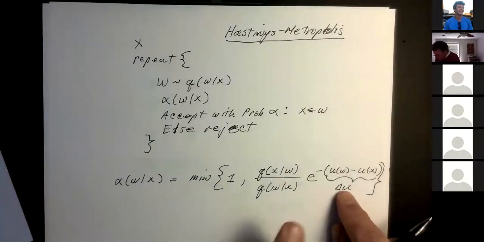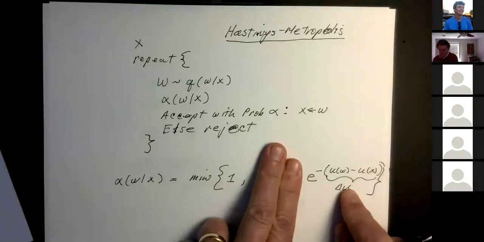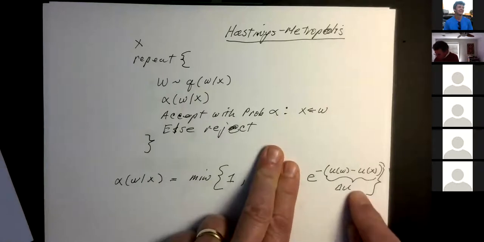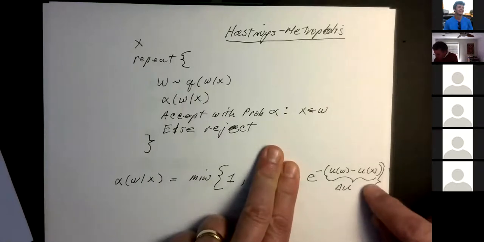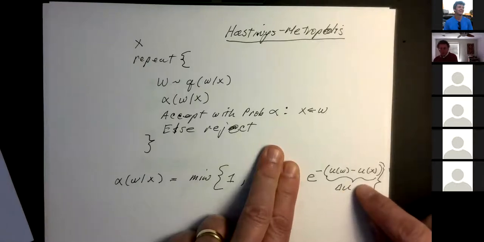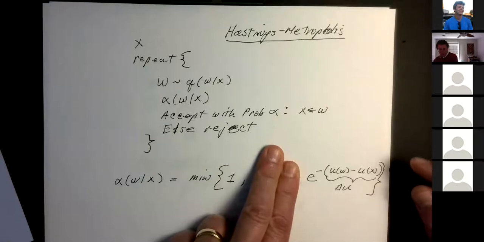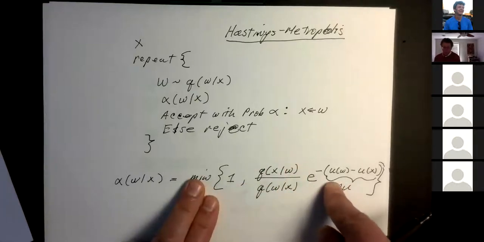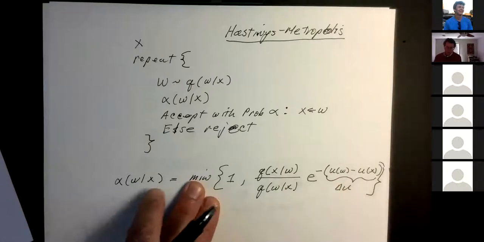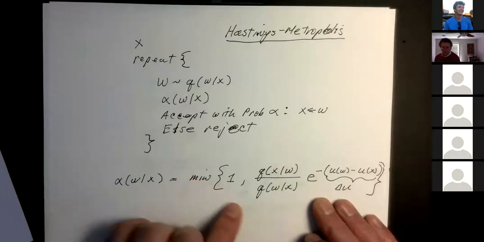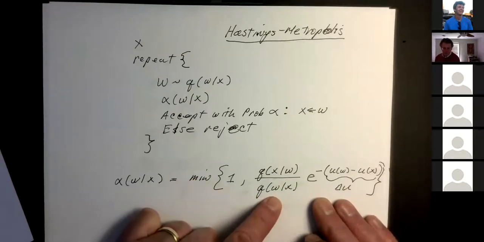So in the Metropolis algorithm, the ratio of Q would be 1 because the Q function is symmetric, and then you'd accept with probability e to the minus delta U if delta U is positive, if the energy increases. If the energy decreases, then this value is going to be greater than 1, so you take the minimum of 1 and something greater than 1, you get 1, and then you just accept with probability 1. But this is the general term now, for the case when the Q isn't symmetric.